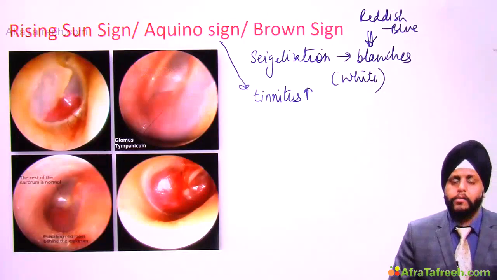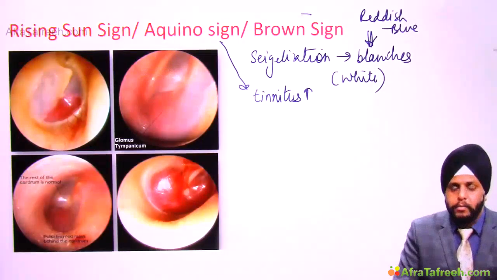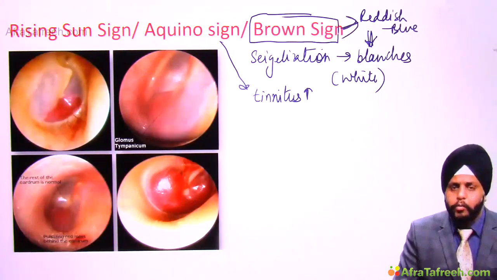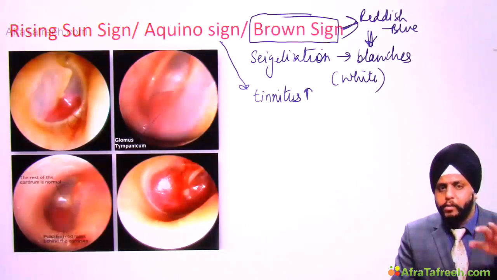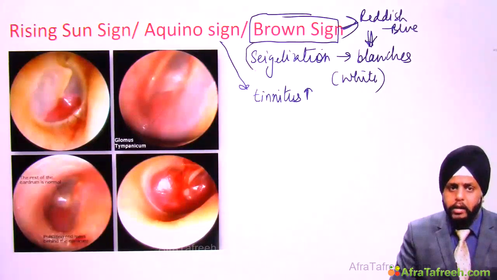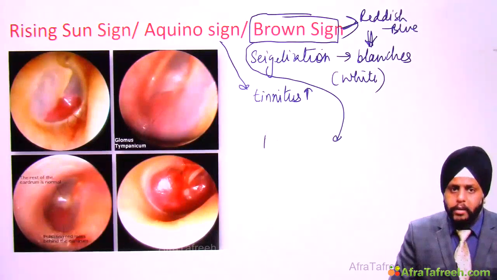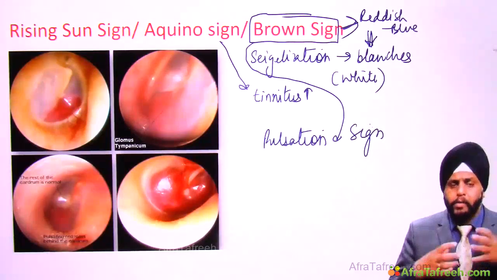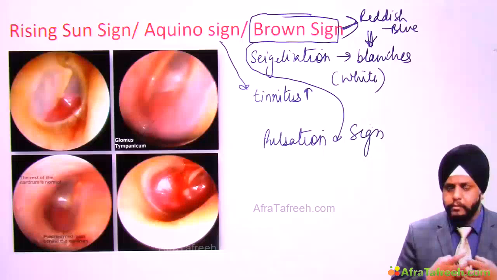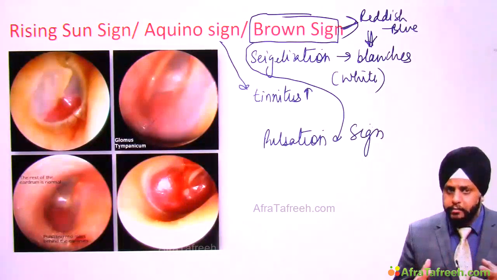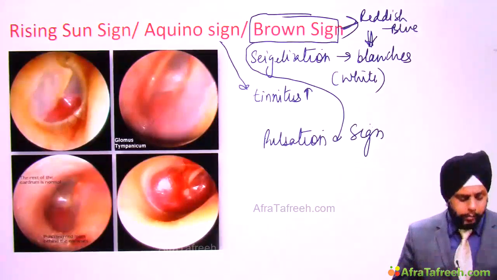Okay, it is known as the Brown sign. This sign is known as the Brown sign. Reddish blue tumor becomes white, the sign is known as Brown. Remember, the Brown sign is also known as the pulsation sign. Why? Because the tumor not only becomes white, but it also starts pulsating. Okay, it starts vibrating. So it is also known as the pulsation sign. Okay, Brown sign or pulsation sign.